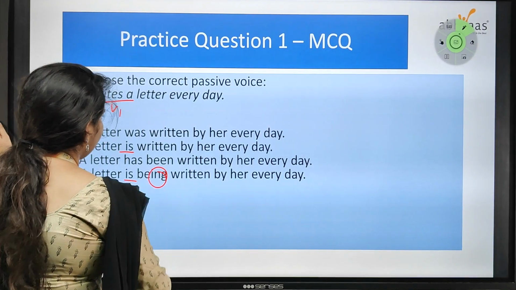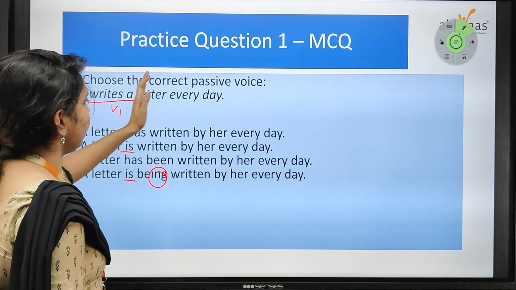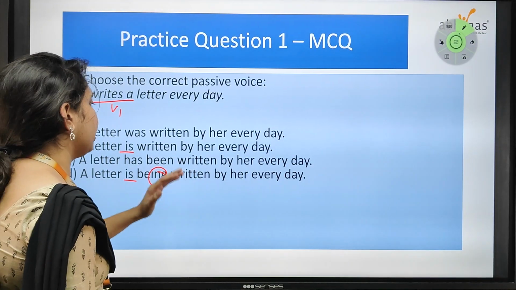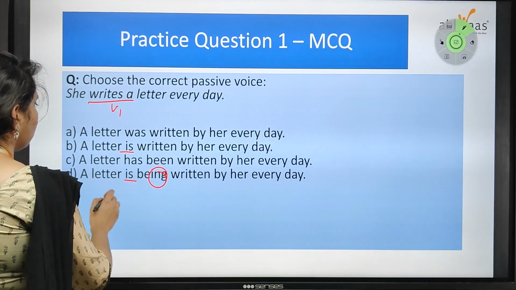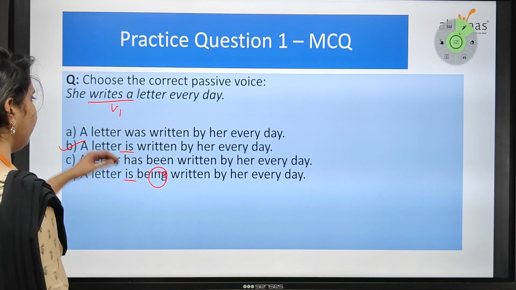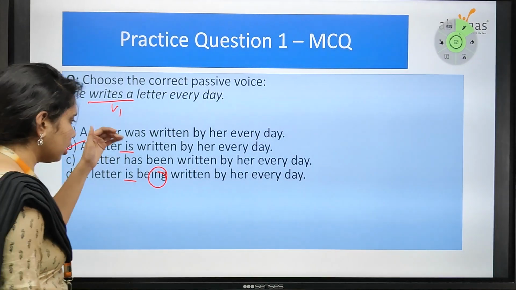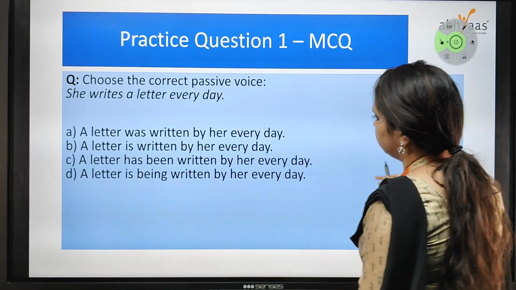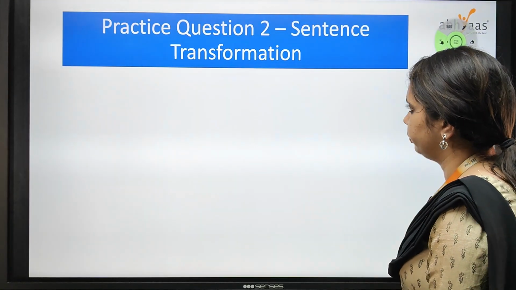When would being come into the picture? If I say she is writing a letter every day, then option D would be the answer: a letter is being written by her. But it's just writes, so it should be a letter is written by her every day. Simple. Identify the tense, then think about the be form. Eliminate the options.